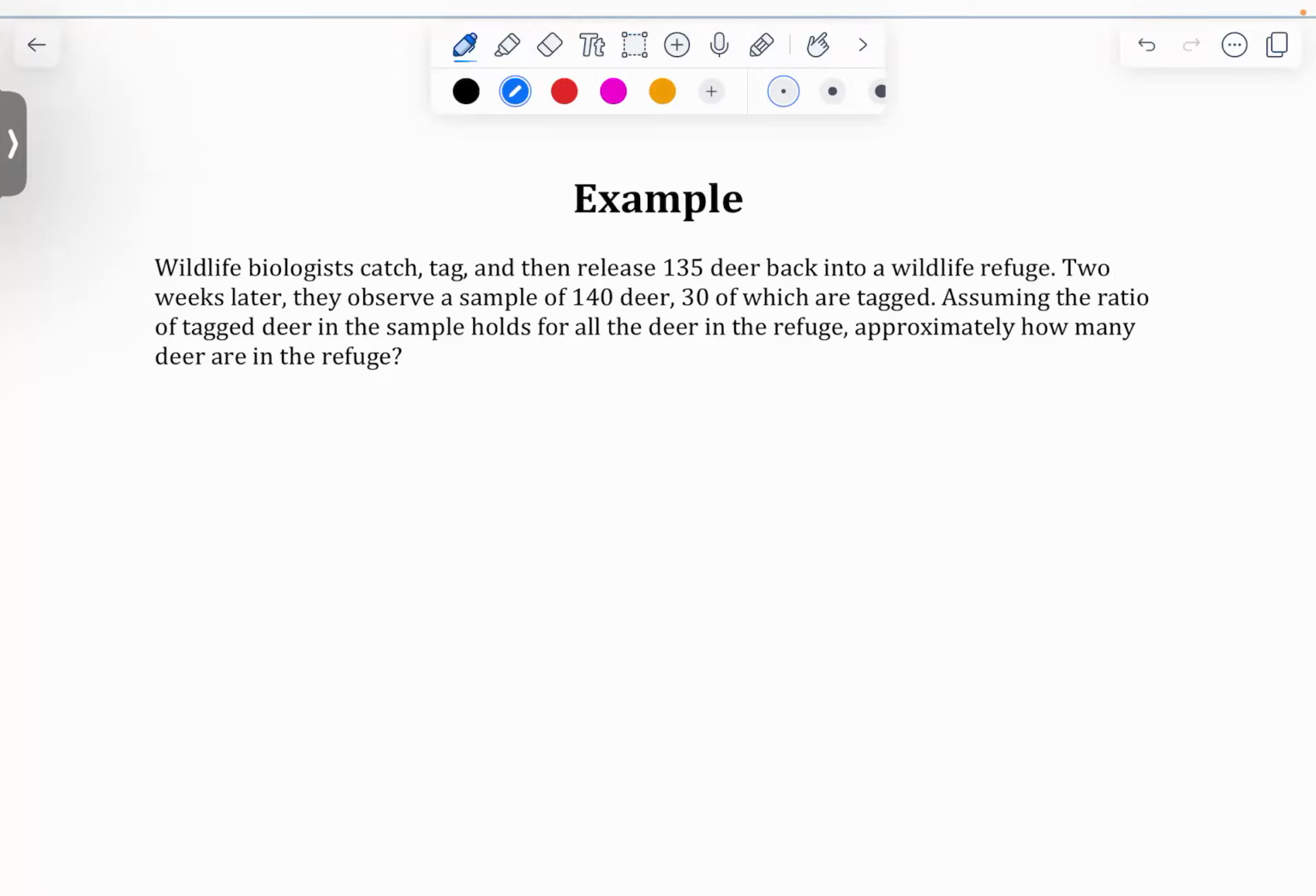So, all right, if we have 135 deer out of basically whatever that overall total would be, that's the number. I'm going to set this up as tagged deer. So if we have 135 deer which were tagged, out of the total number of deer, then we observed 140 deer, 30 are tagged. So basically we are setting it up as tagged divided by total.